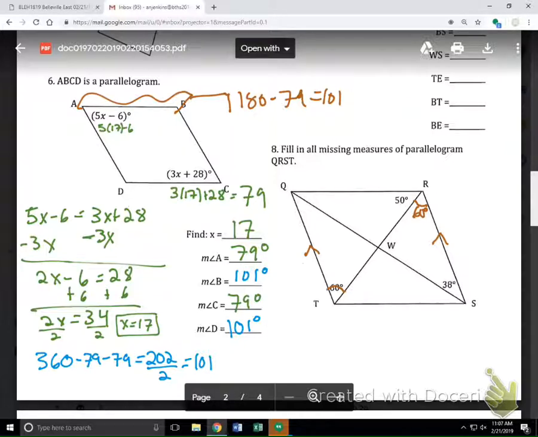Now that we have that, to find the measure of W, what is the sum of the interior angles of a triangle? Because that's what we have. We have 180. So we're going to take our two angles we have, 60 plus 38, 98. We have 180 minus 98. We get 82 degrees. So W equals 82.